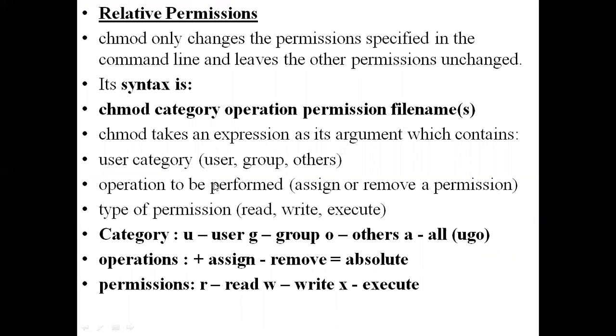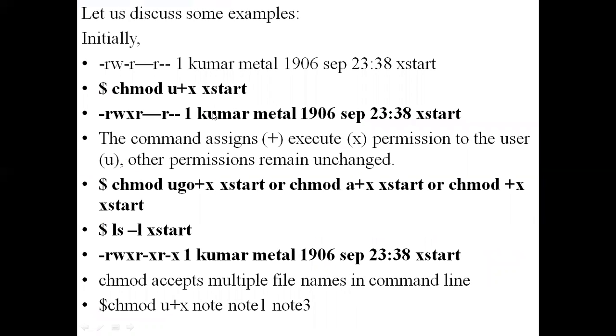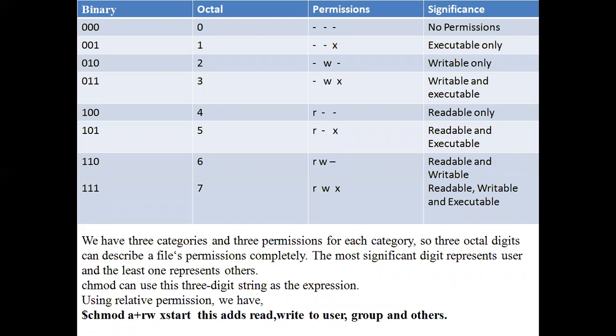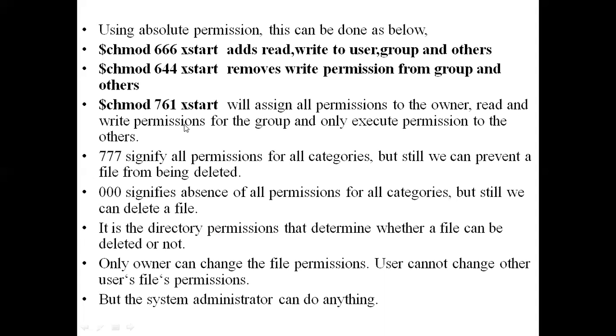In relative manner, you take the category, which is user, group, others, and you use a relative reference to the earlier permission, and allocate the new permission with that as reference. Whereas in absolute manner, you will be using the octal characters in order to allocate file permission.